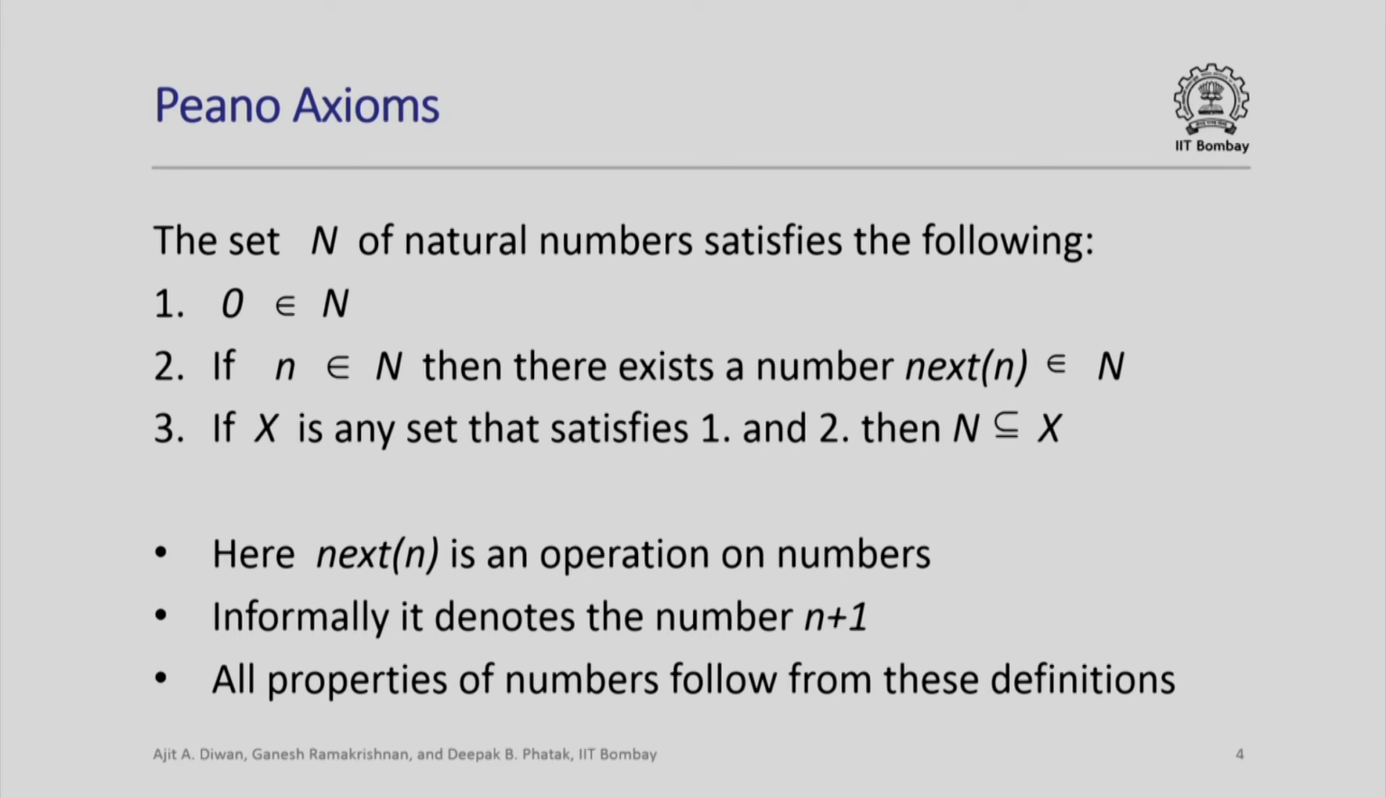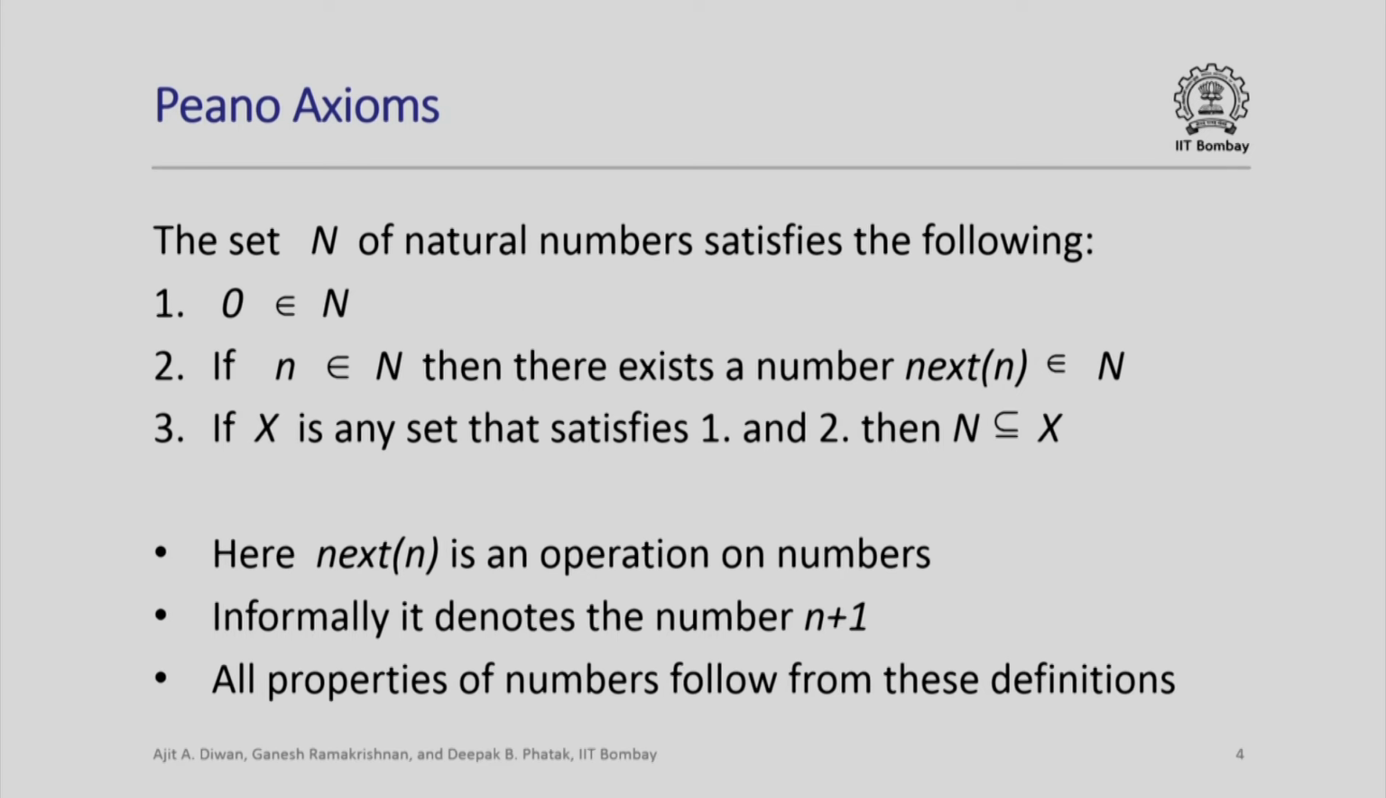If some value n belongs to the set of natural numbers, then there exists another number called next of n, which also is a natural number. And the third property is a crucial one, which says that if any set satisfies the first two properties, that is, it contains the element 0, and for every element n it also contains next of n, then this set includes all natural numbers.